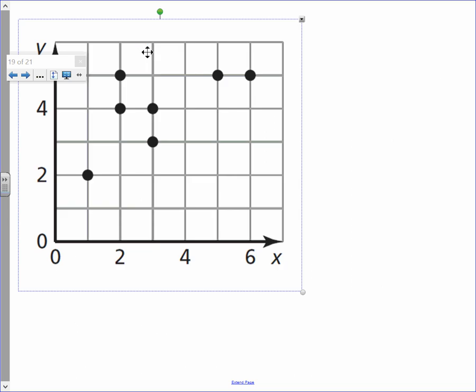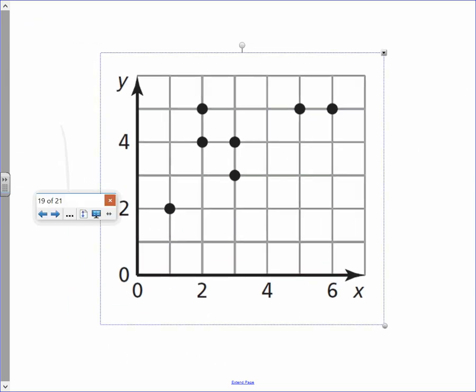So right now with your graph paper, go ahead and copy this plot down. Go ahead and copy that scatter plot.